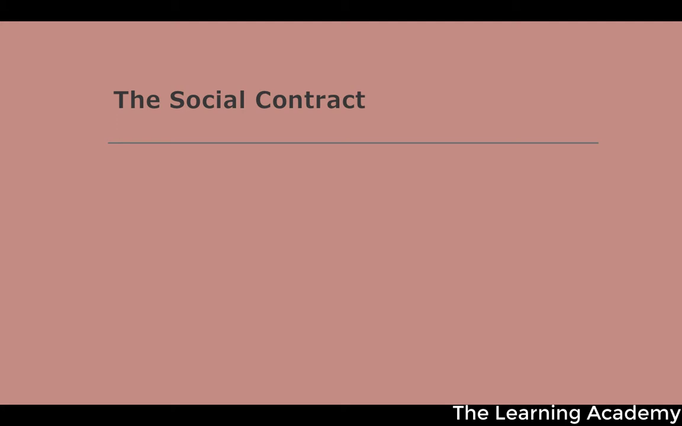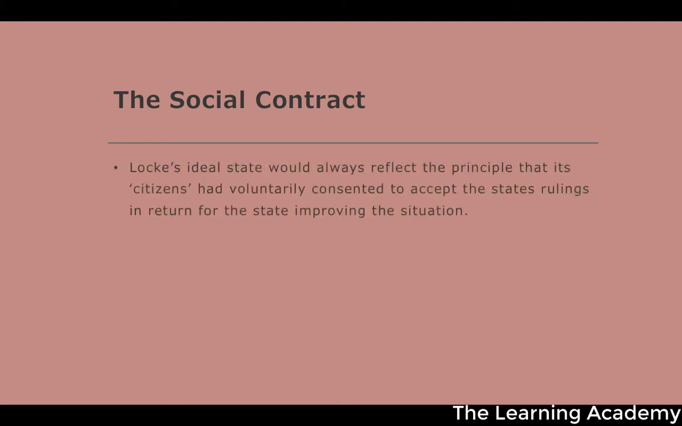And this moves on to the idea of social contract theory. Locke's ideal state would always reflect the principle that its citizens had voluntarily consented to accept the state's rulings, in return for the state improving the situation. So the contract, the relationship between the people and the state, according to John Locke, was that the people would consent to the state's existence in order for the state to then improve the society that it governs. And this is an idea known as social contract theory.